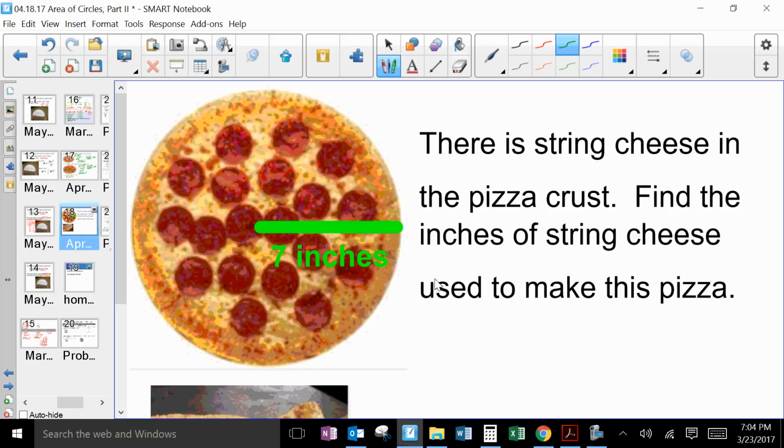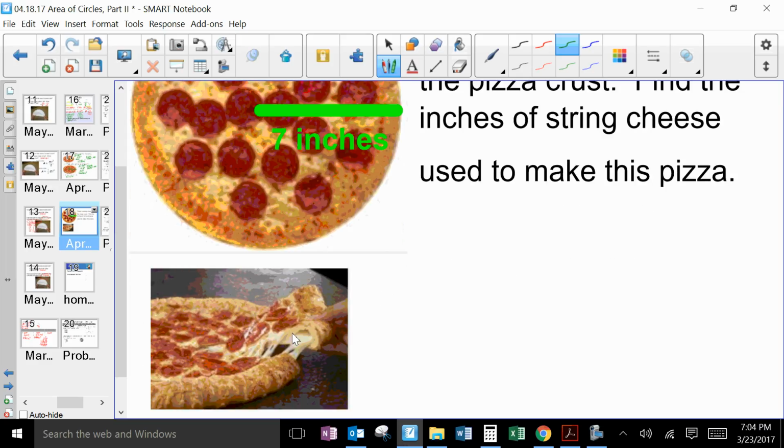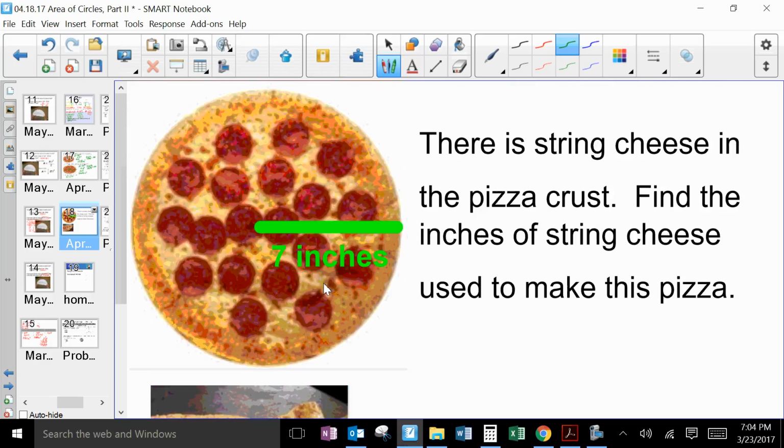And our last thing we're going to talk about is this. There is string cheese in the pizza crust. Find the inches of string cheese used to make this pizza. If you don't know what I mean, there are some pizzas where they put string cheese around the perimeter of a pizza, around the distance. What is that? Is that area?